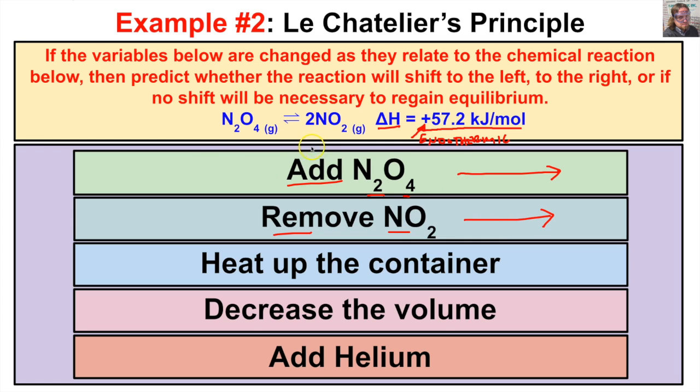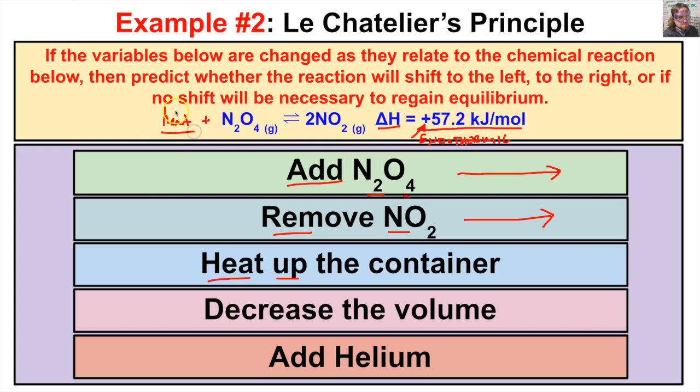What if we heat up the container? This is a good one here. If we take a look here, we see that this is endothermic, meaning that the reaction must absorb heat. And so because it's endothermic, heat is going to appear on the reactant side. And so what if we add more heat, right? We want to heat up the container. So if we add more heat, or if we add more reactant, just like we did in the first example, it's going to shift to the right.